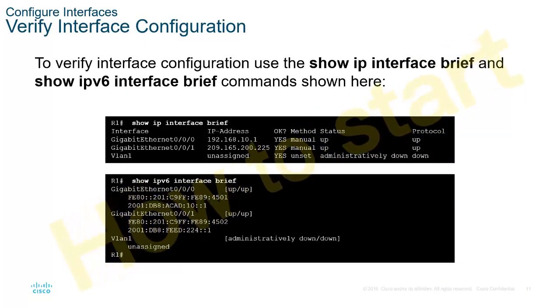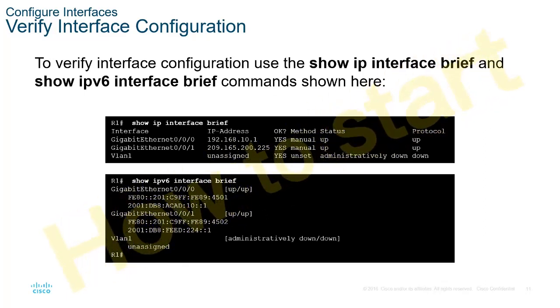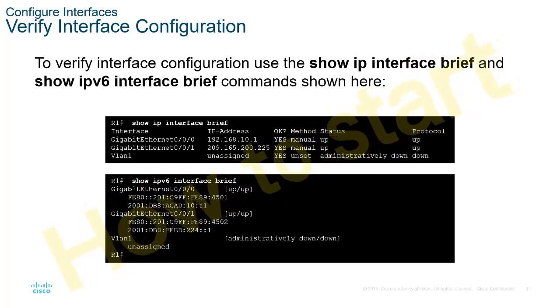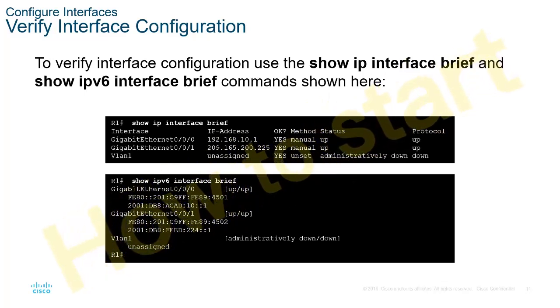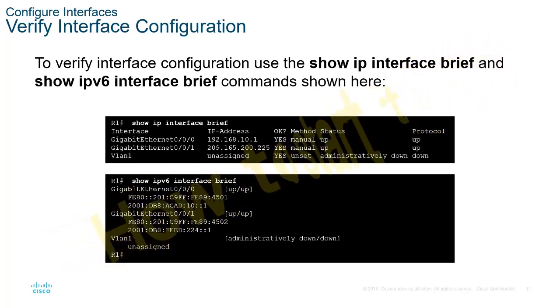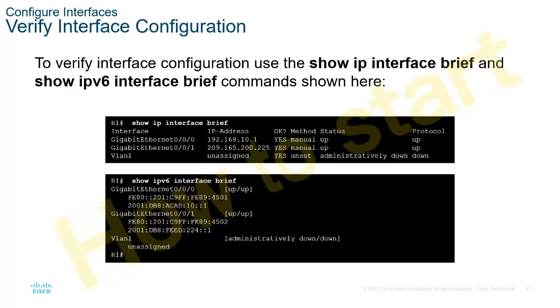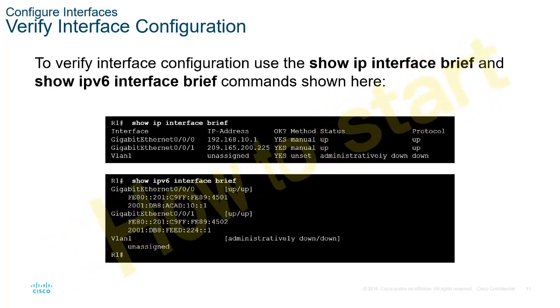Show IP interface brief. As long as the OK is yes and the status is up, we are good. If the status is set to administratively down, that means that we didn't issue the no shutdown command. If the protocol is down, but the status is not administratively down, it is typically a layer 1 issue, a physical networking issue. If you want to look at the IPv6 version, you would do a show IPv6 interface brief, and that will give you the IPv6 equivalent of the interface brief command.